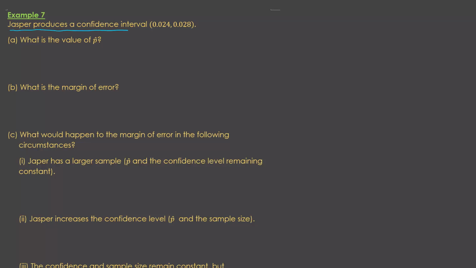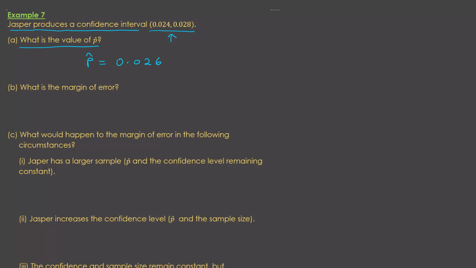Jasper produces a confidence interval: 0.024, 0.028. What is the value of p hat? Well, that's going to be the center of the interval, and we can see that that is 0.026. That's right in the middle of 0.024 and 0.028.